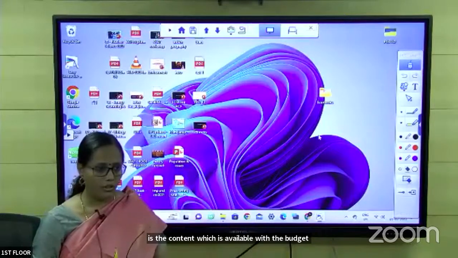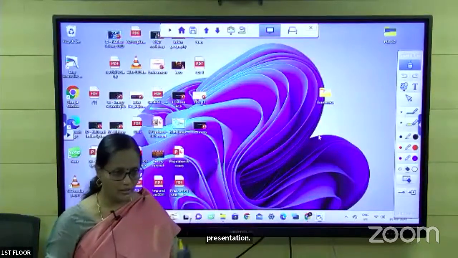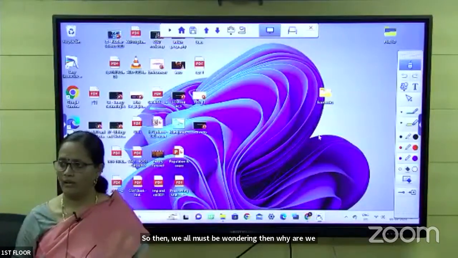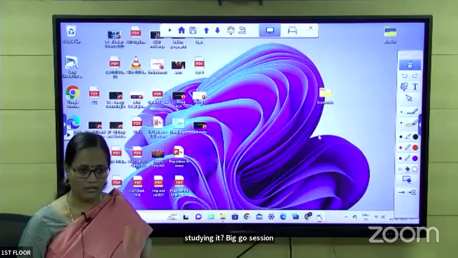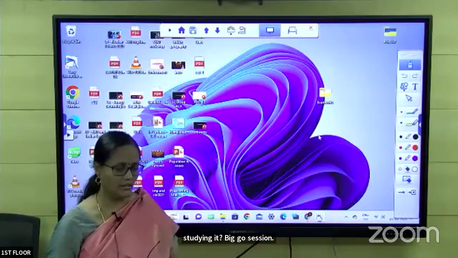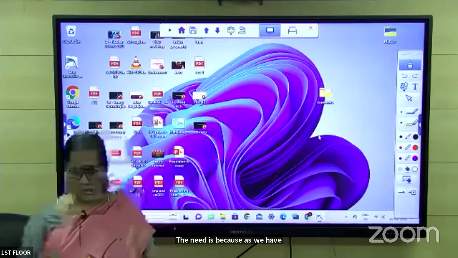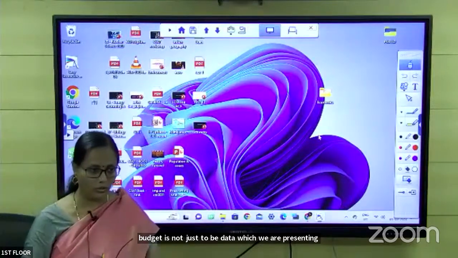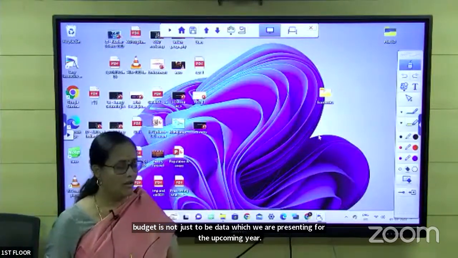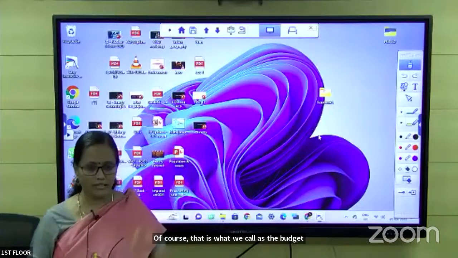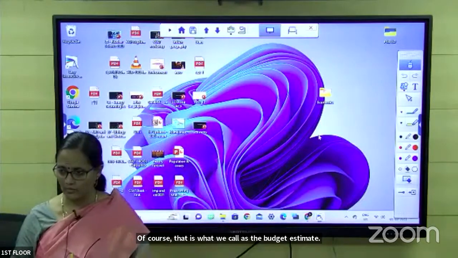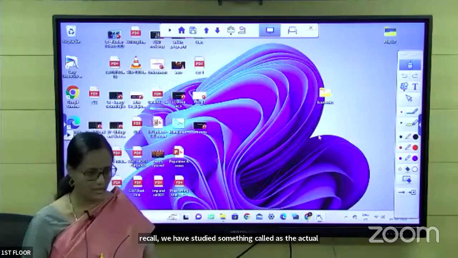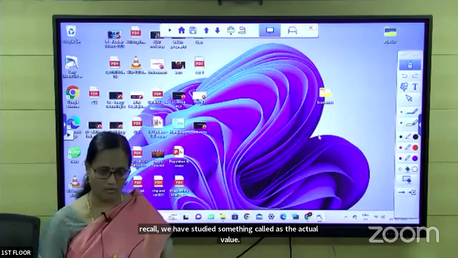So then we all must be wondering, why are we studying it through a bigger session? The need is because, as we have studied in our basics, the budget is not just the data which we are presenting for the upcoming year. Of course, that is what we call the budget estimate. When we studied in our basic class, if you all recall, we studied something called the actual value, revised estimates, and the budget estimate.